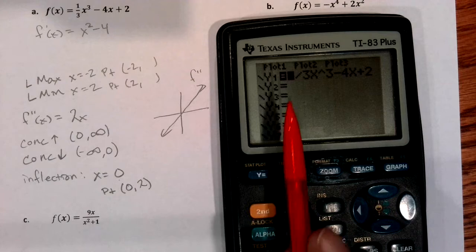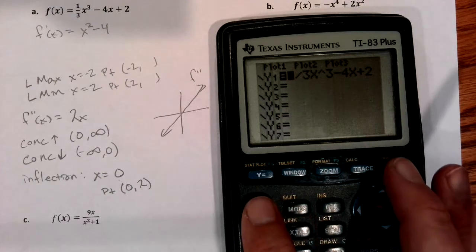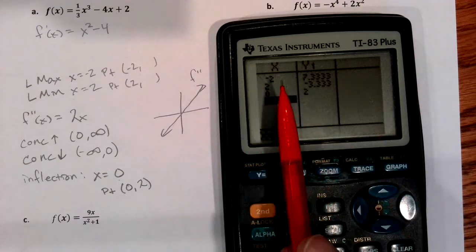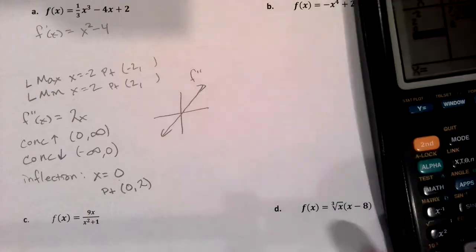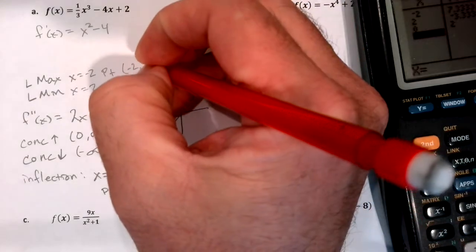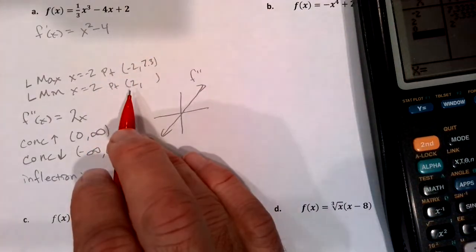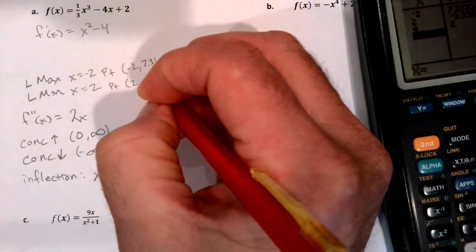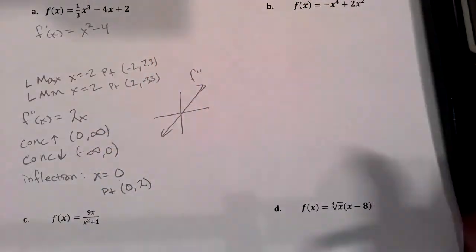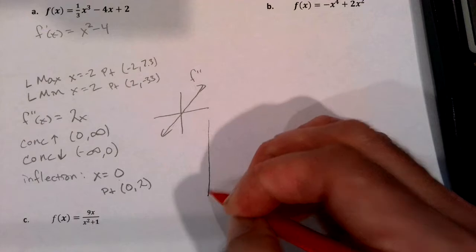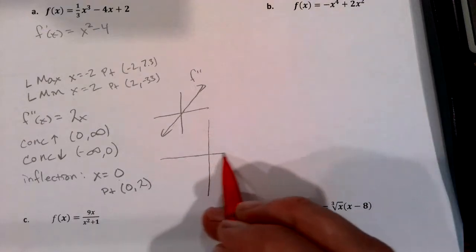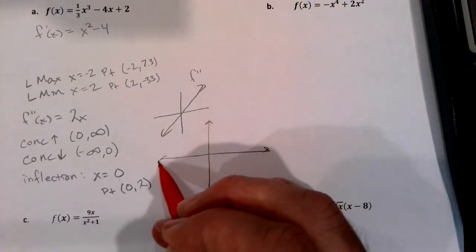If I type this function into my calculator and I go to my table, you see if I type in negative 2, I get 7.3. If I type in positive 2, I get negative 3.3. What that does is it gives me a really clear picture about how to graph this type of function.